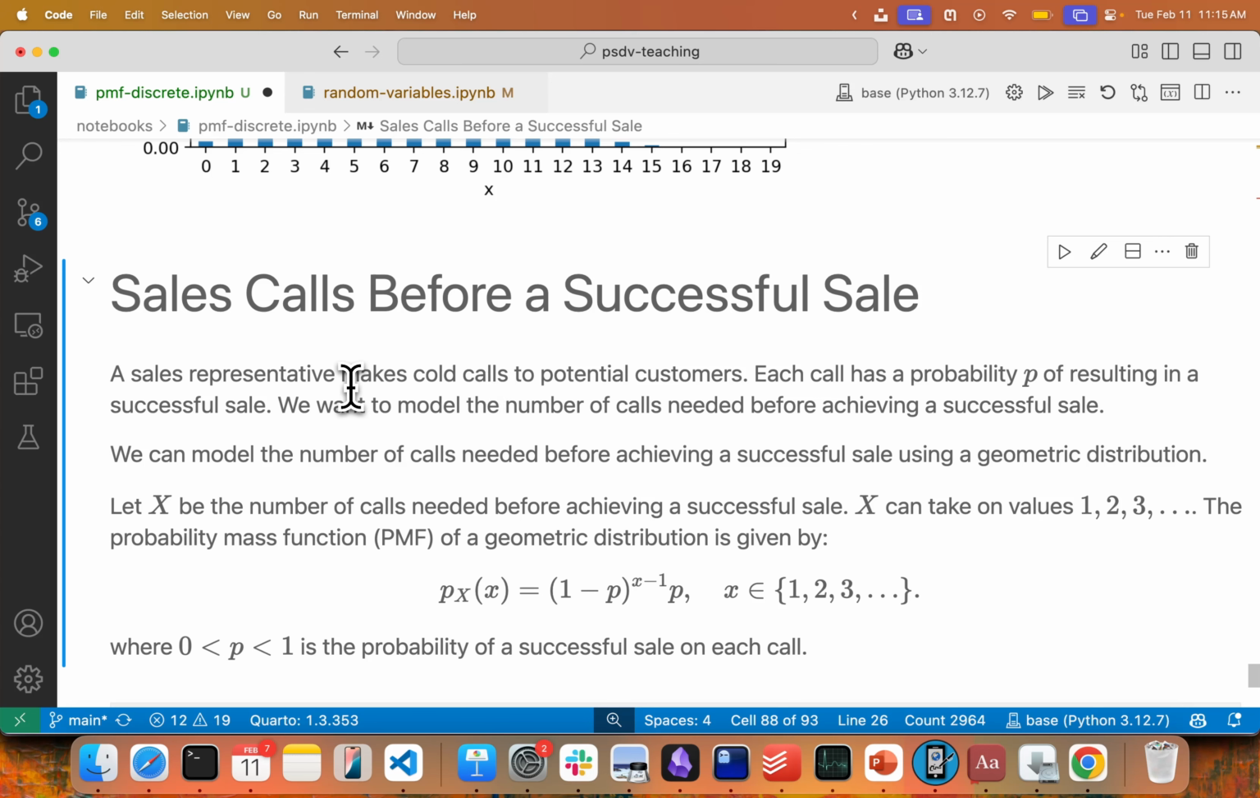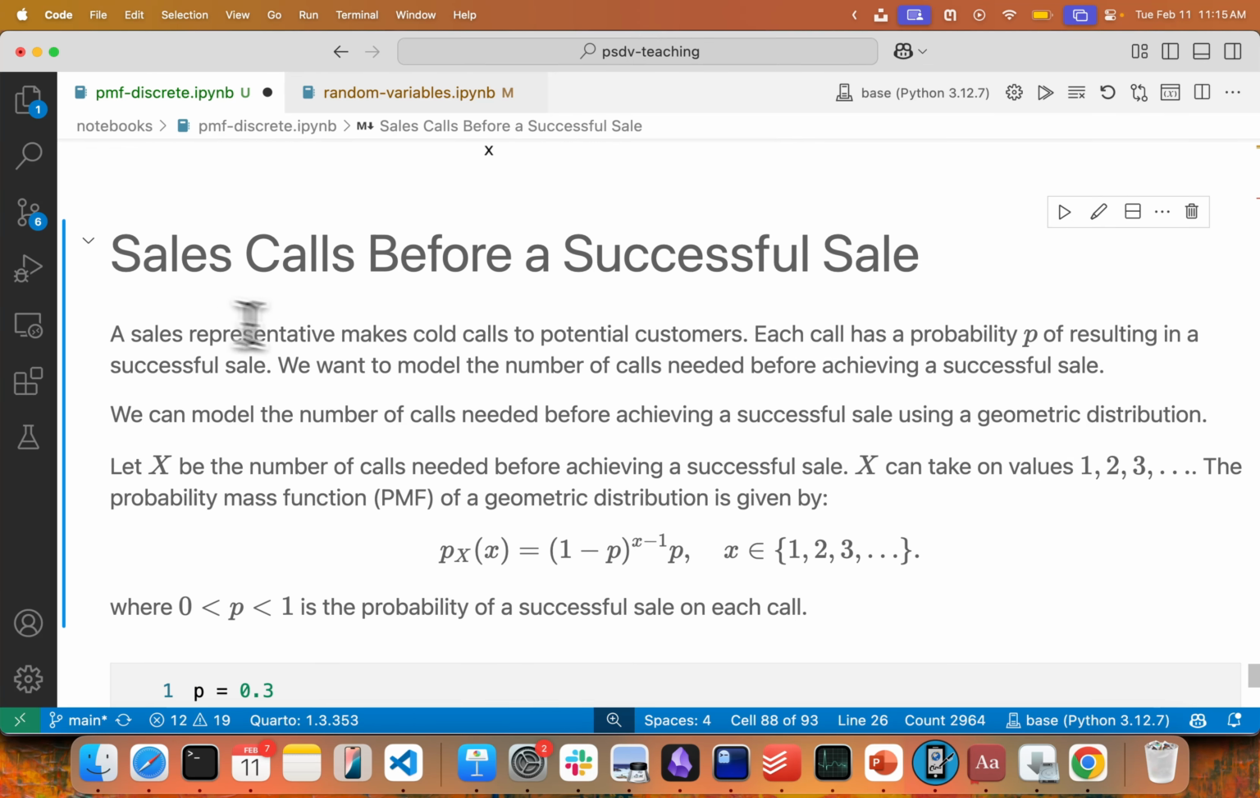So let's say that you are Will Smith, whatever he's playing in that movie. You want to model the probability of the number of calls you need to make before you get a successful sale. So each call has a probability P of resulting in a successful sale. Therefore, for each of the individual calls, you can still use the Bernoulli distribution, which is what is being used even in binomial when we make that assumption. We want to model the number of calls needed before achieving a successful sale.